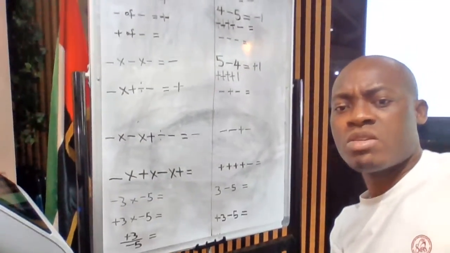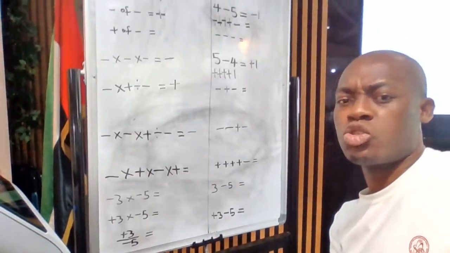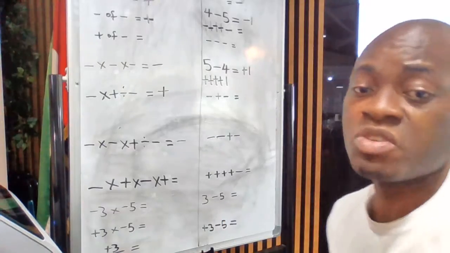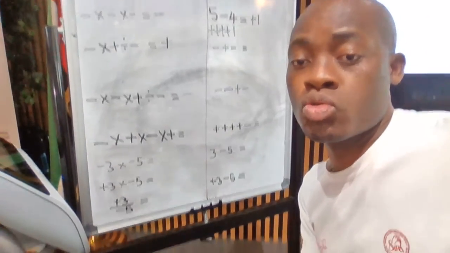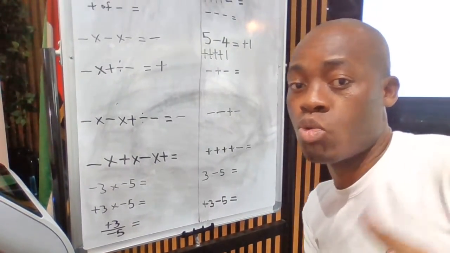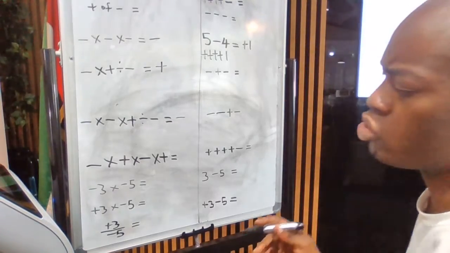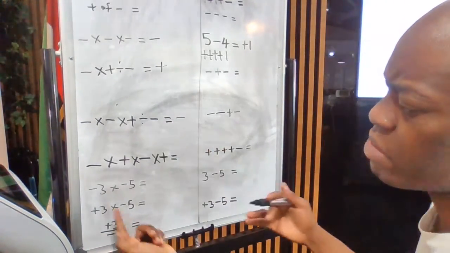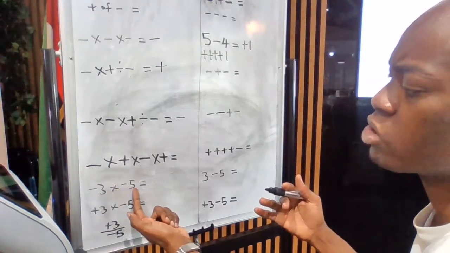Because of our time, I actually wanted to make the video short, but because of the explanation, the video is somehow longer than what I intended. So you have to bear with us. Just try to solve the remaining one: minus 3 times minus 5.